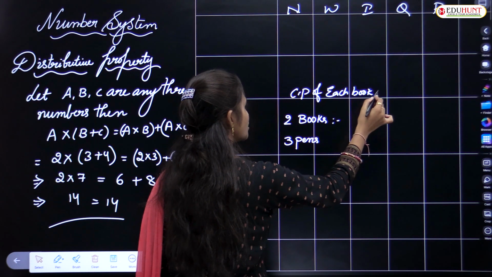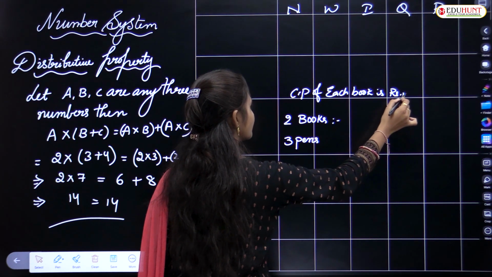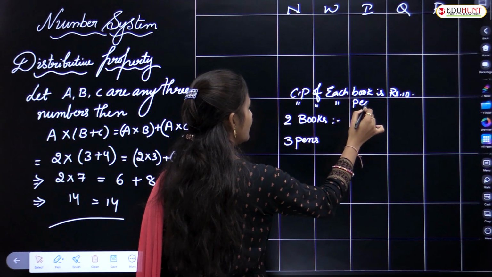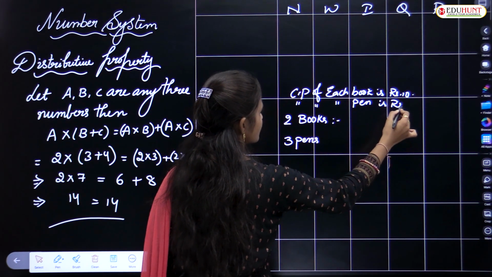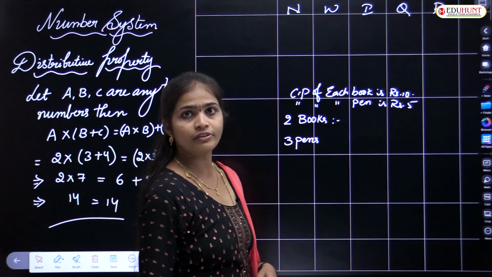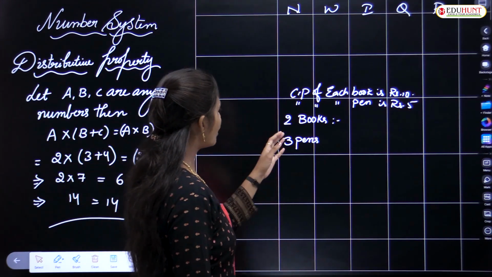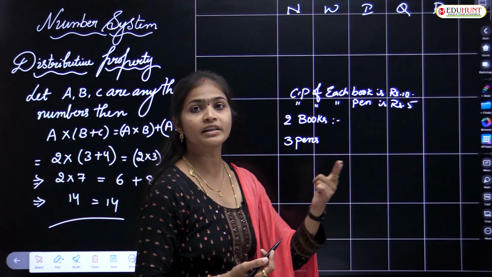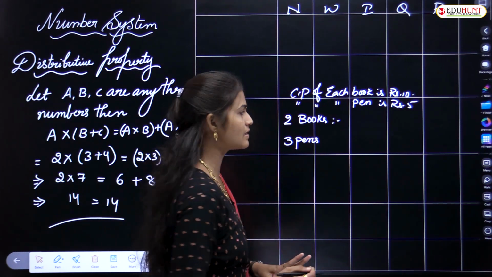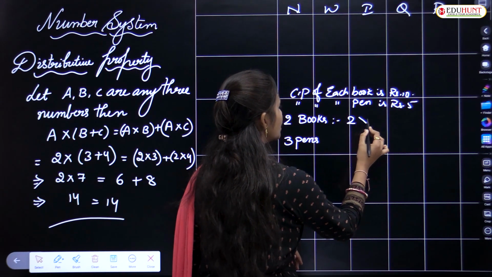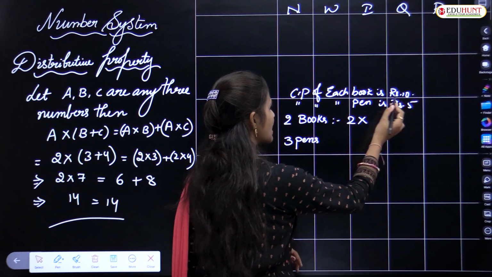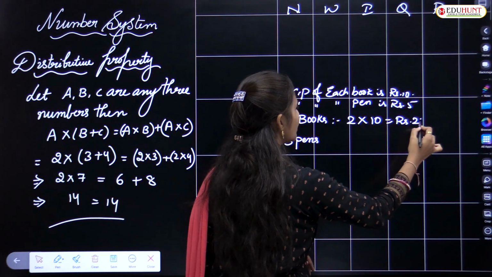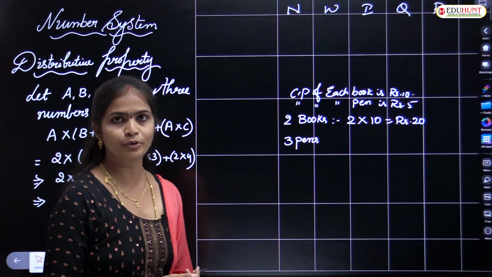Cost price of each book is 10 rupees. Okay, and the cost price of each pen is 5 rupees. Now here, 2 books. How much amount do you have to pay the shopkeeper for only the books? So how will you calculate? 2 into 10, you have taken 2 books and each book is equal to 10. So you have to pay 20 rupees for only the books.